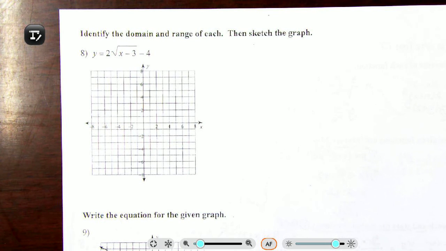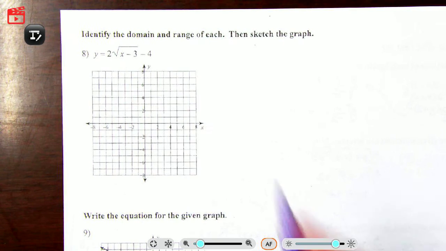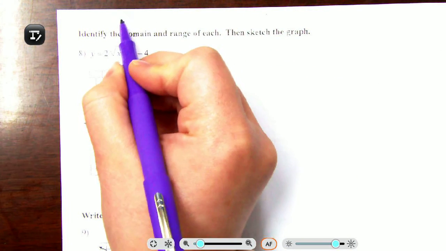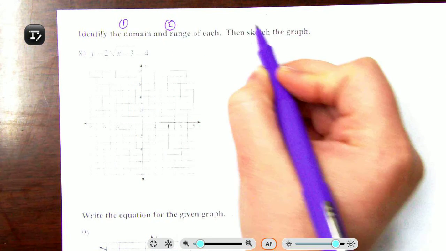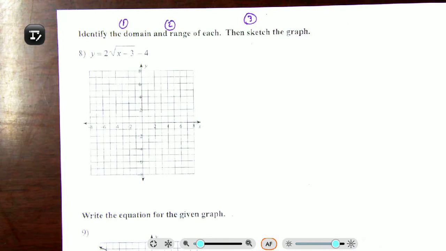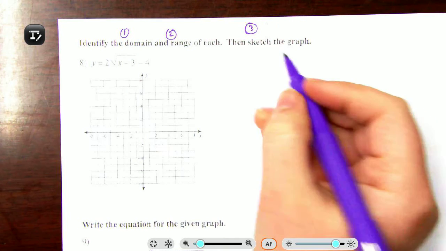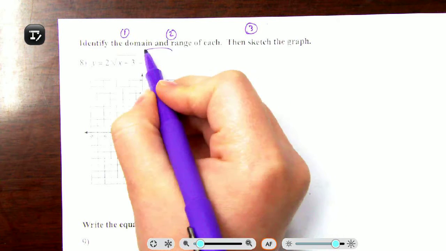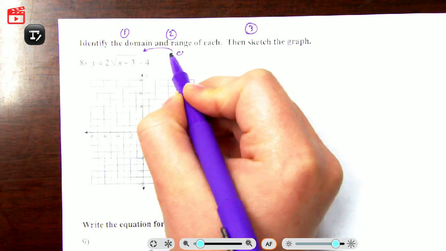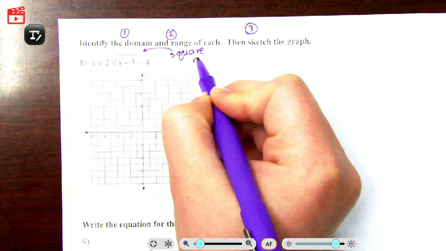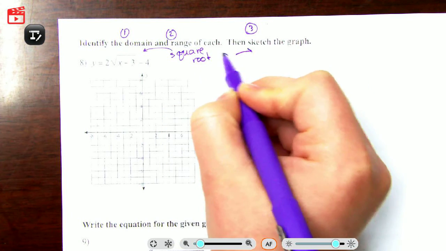All right, let's continue. We are on number 8 on pretest number 2 for our Unit 5 test. Identify the domain and range of each. So identify the domain and the range, then sketch the graph. All of the directions say identify the domain and range first. I usually wait for that because I am a visual person, so I'd like to see my graph before I state the domain and range. Okay, sketch the graph. This is a square root. So I know my options are going to be one of these.